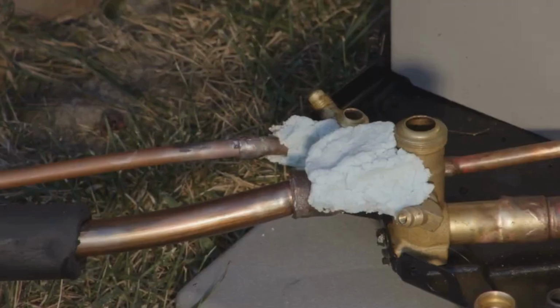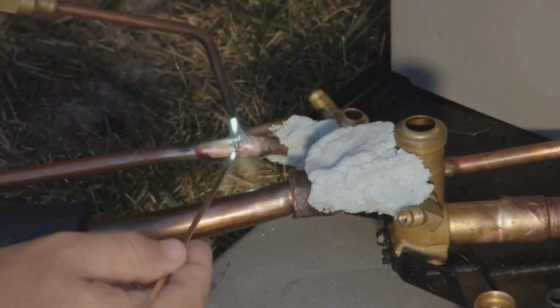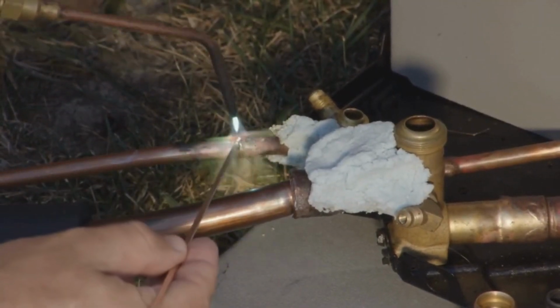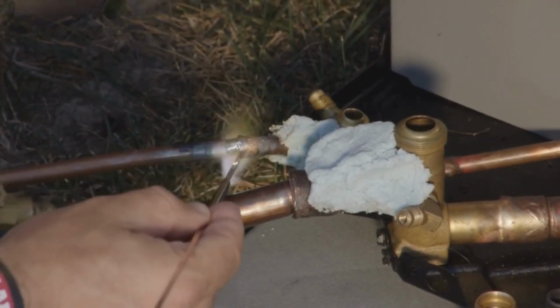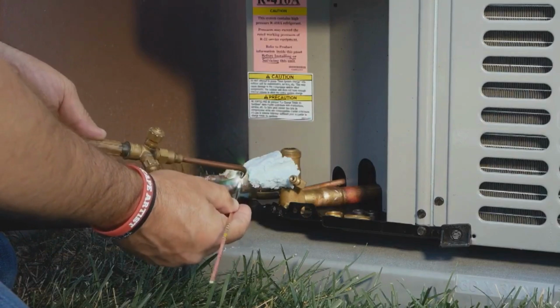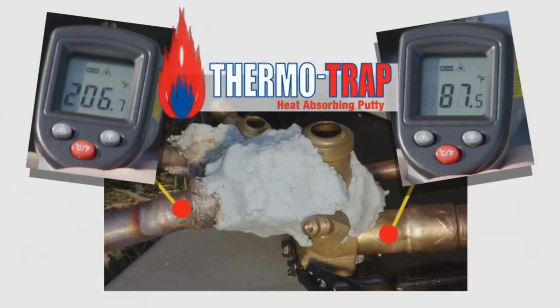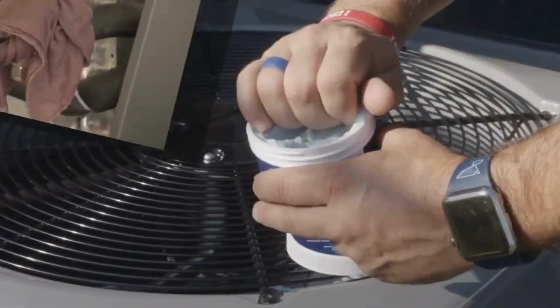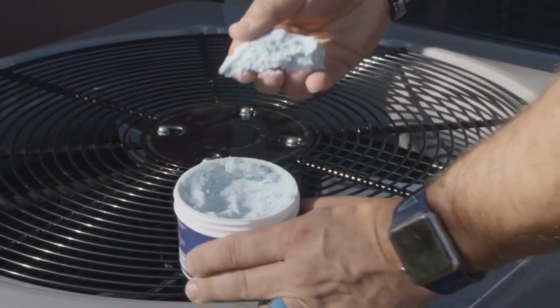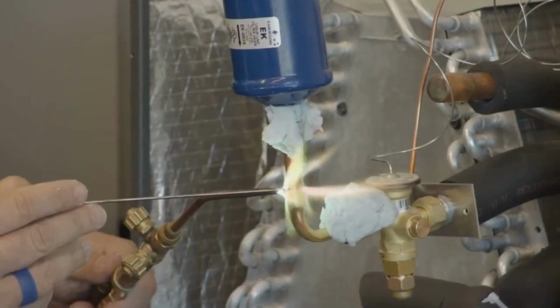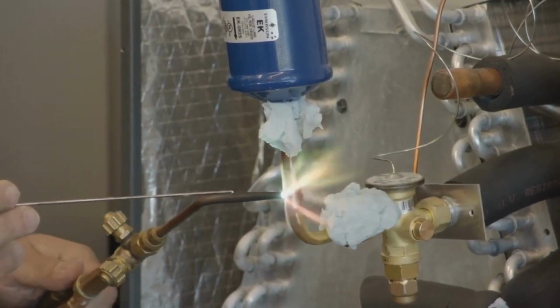You can apply ThermoTrap Putty to copper, steel, or other pipe surfaces to offer ultimate protection when welding, brazing, or soldering. ThermoTrap Putty blocks direct and conductive heat and cools down heated surfaces much more effectively than a traditional wet rag. Its no-mess formula strongly adheres to surfaces and can be easily removed for the next job.